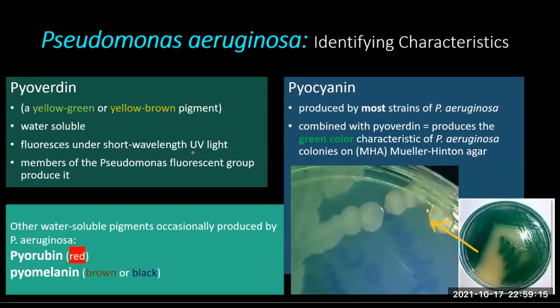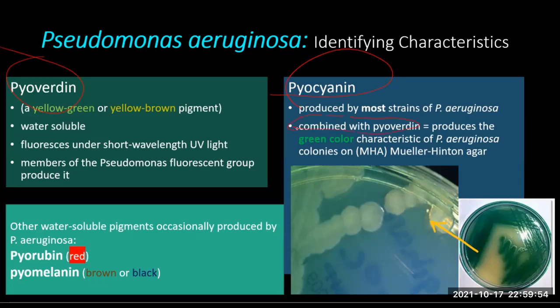So we have the identifying characteristics. Members of the Pseudomonas fluorescent group, which includes the species aeruginosa, fluorescens, putida, veronii, and montelii, produce pyoverdin. What is pyoverdin? It is a yellow-green or yellow-brown pigment. It is water-soluble and fluoresces under short wavelength UV light, and most strains of Pseudomonas aeruginosa will also produce the blue water-soluble pigment pyocyanin.